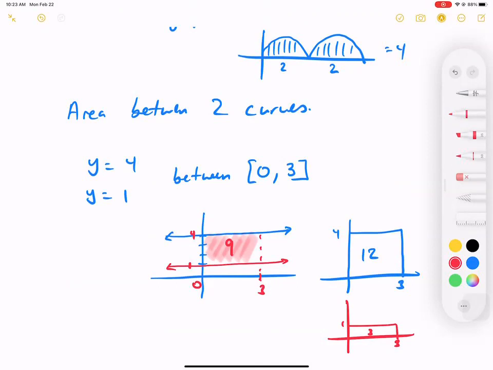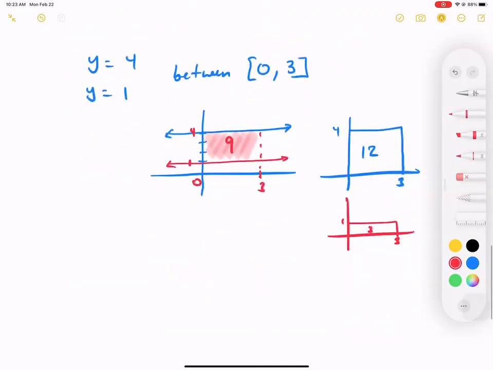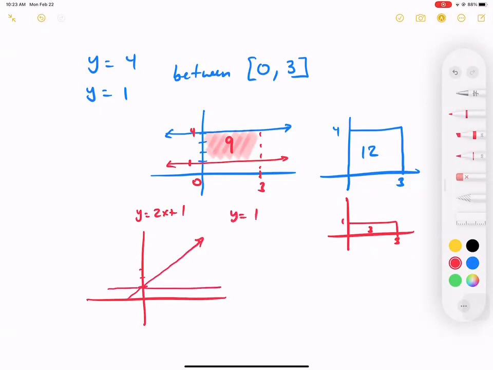Now, when we take this to calculus, it's because they're not nice geometric shapes anymore. They're not nice squares or rectangles. What if I switch the top equation with something like y is equal to 2x plus 1? Okay. And the lower equation, y is equal to 1 between 0 and 3. Okay, same idea here.